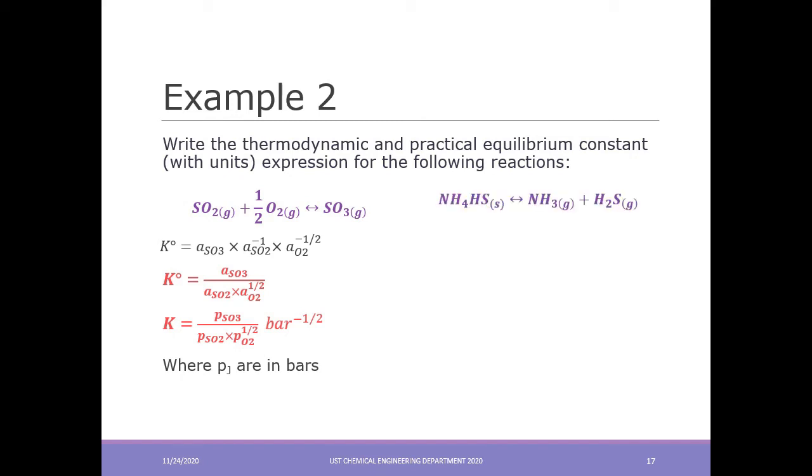Similarly, for the second reaction, K0 is expressed in this form, while K is given by this equation with a unit of bar squared. Take note that the solid ammonium hydrosulfide has an activity exactly equal to 1 and may be omitted in the expressions of K and K0.